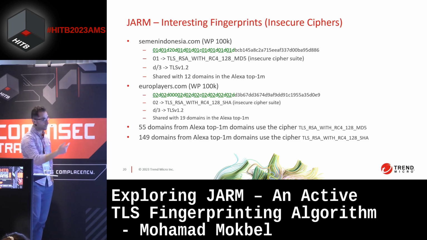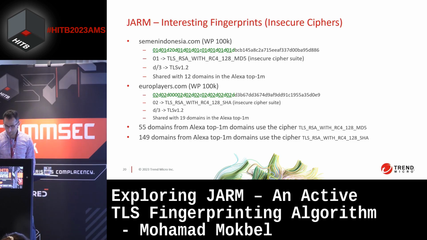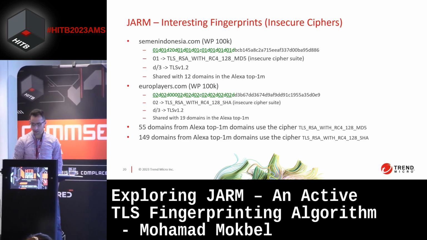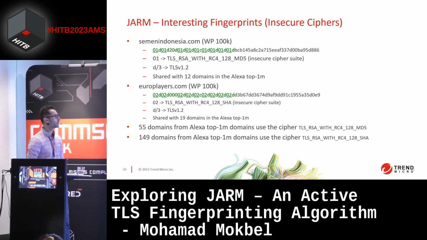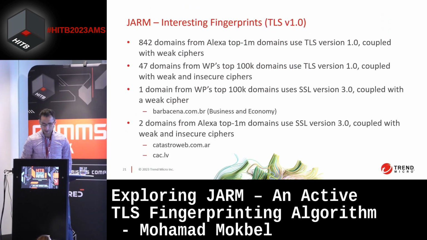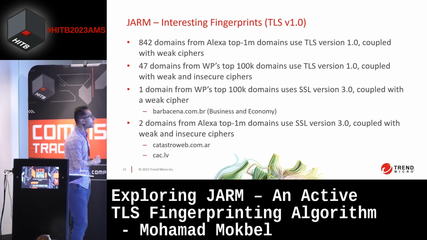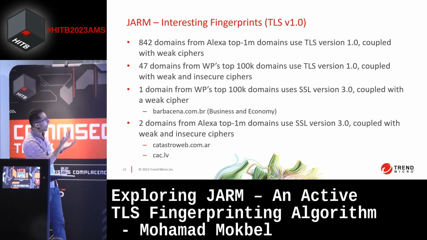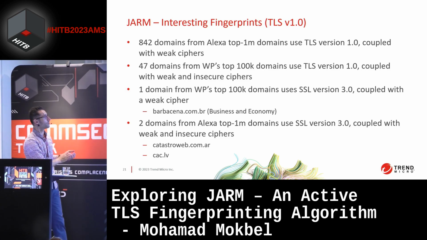SHA-1 by itself is also insecure. The same thing goes for MD5. And in case you're curious, there is this site called ciphersuite.info that rates each of those ciphers as insecure, weak, recommended, and whatnot, which is very handy. And more on the interesting fingerprints for this particular version: 842 domains from Alexa picked version 1.0, coupled with weak ciphers.